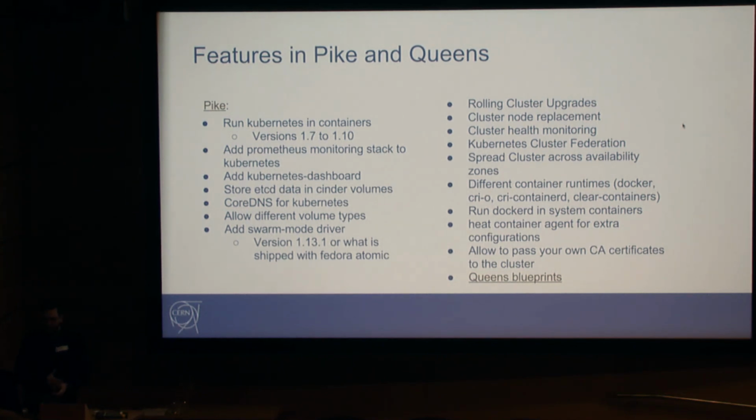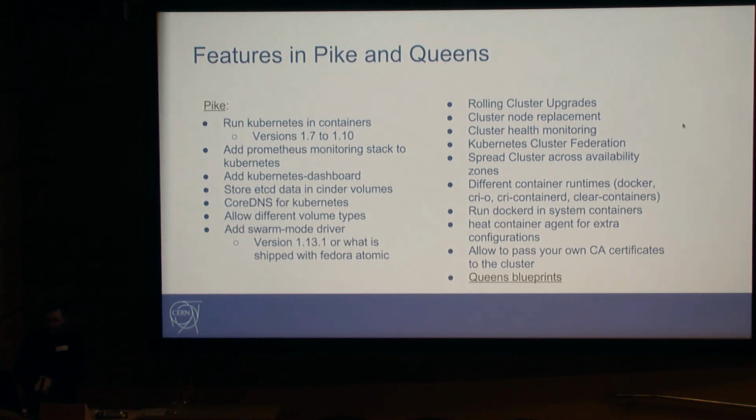And for the next release, we aim to also run the Docker daemon in a container to be able to iterate much faster and just set the version that we want to use. So for Pike, we also had some features related to Kubernetes only: support for CoreDNS and storing the etcd data in persistent volumes, and support for the Kubernetes dashboard, which is also an admin panel for Kubernetes. And we also added the swarm mode driver, because before Magnum was supporting only the legacy swarm, where you run an agent in all nodes, like a container agent.